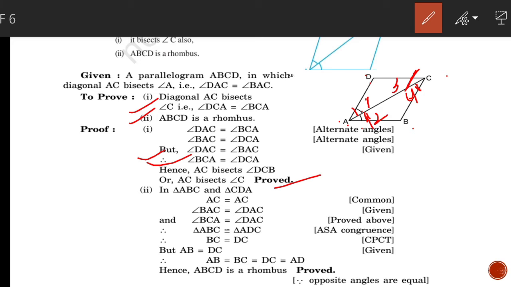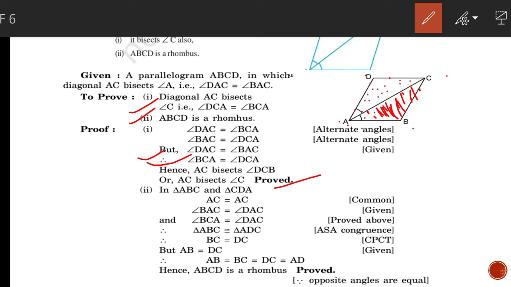Now we have to prove that ABCD is a rhombus. So for ABCD being a rhombus, first we will consider the triangles ABC and DCA. We have already parted the quadrilateral into two triangles, so there is one shaded and one dotted. Here AC is a common side for both the triangles.